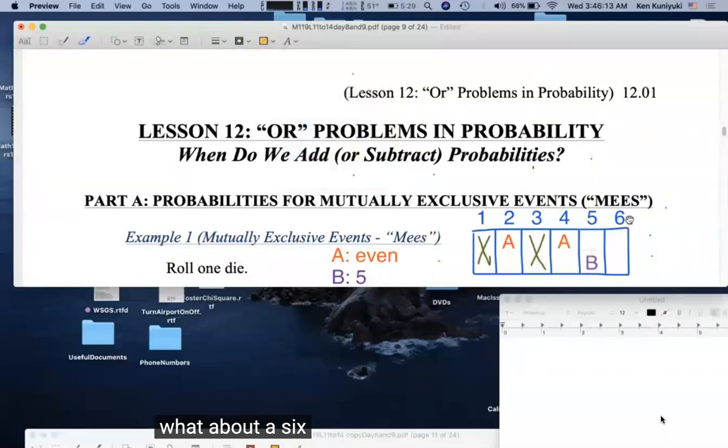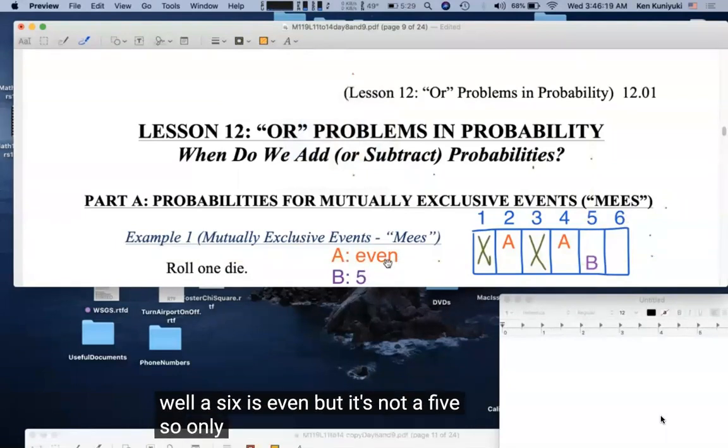What about a 6? Well, a 6 is even, but it's not a 5, so only event A occurs if we roll a 6.